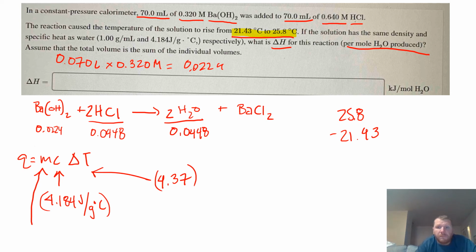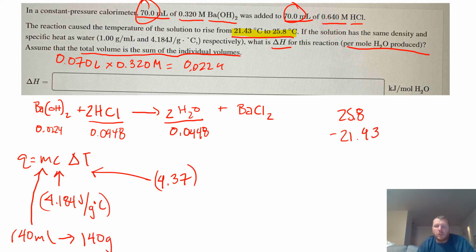I'm sorry, I have the total volume that I'm using, because what I'm doing is I'm adding 70 milliliters of a solution to 70 milliliters of another solution. So my total volume is the sum of my individual volumes. So that is 140 milliliters. And I know from my density that this is 140 grams, because my solution has a density of 1 gram per milliliter.